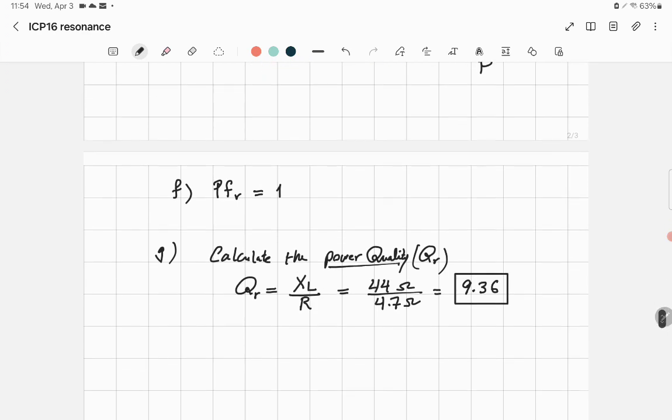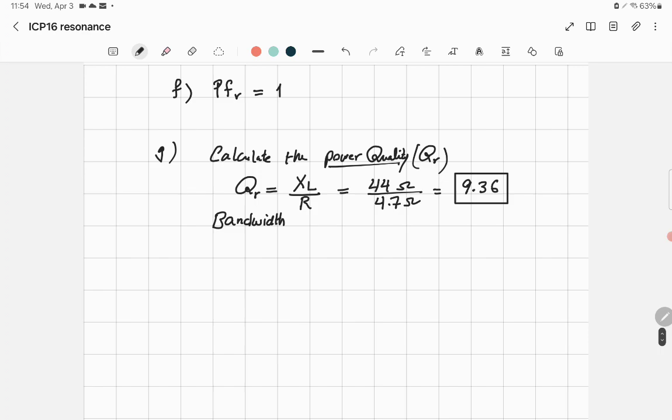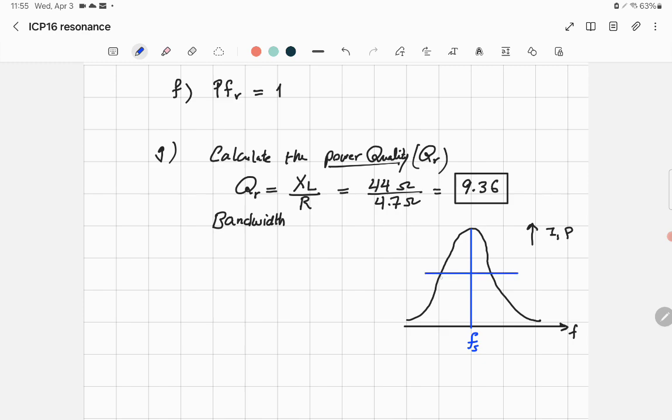Well, let's say that we want to find the bandwidth also. How do you find the bandwidth? First, what's the bandwidth? If you have the current curve or power curve against frequency, that's the frequency axis, and this is the current or power. You can have the y-axis as current or power in the circuit. Both have the same shape but different values. We know that the peak value of current or power happens at the resonant frequency, and then the cutoff frequencies, which are F1 and F2.